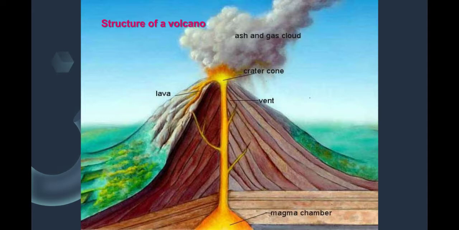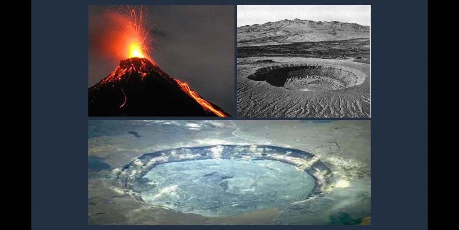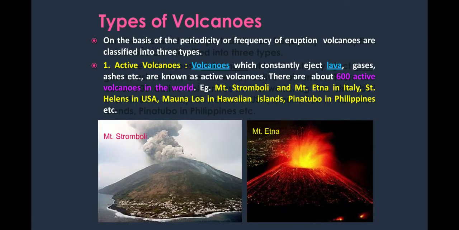Now next you can see the different volcanoes. The other two volcanoes are no longer active, they have erupted. Once upon a time they were erupting. Now I will tell you the types of volcanoes. On the basis of the periodicity or frequency of eruption, volcanoes are classified into three types.